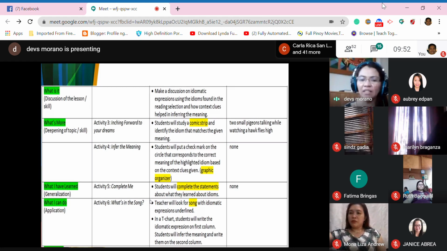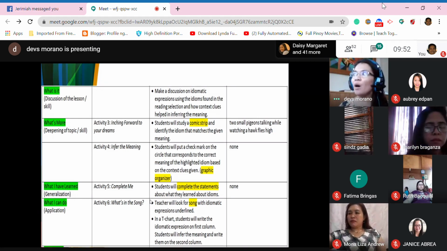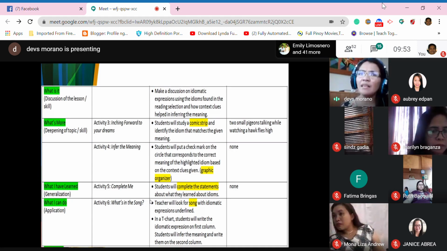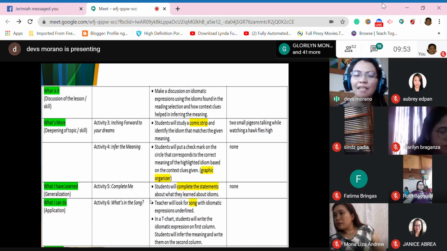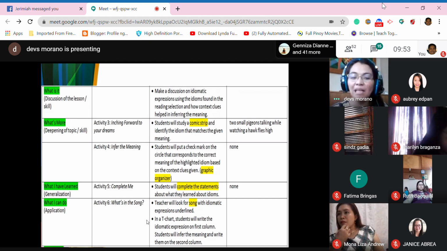Next is what I can do. What I can do is an application. Where will students use this skill in real life? So we have to provide an activity where students will be able to see where I can use this skill in real life. This is very important because students have to see that this skill is important because I can use it in real life. So for this, the writer planned an activity entitled What's in a Song.